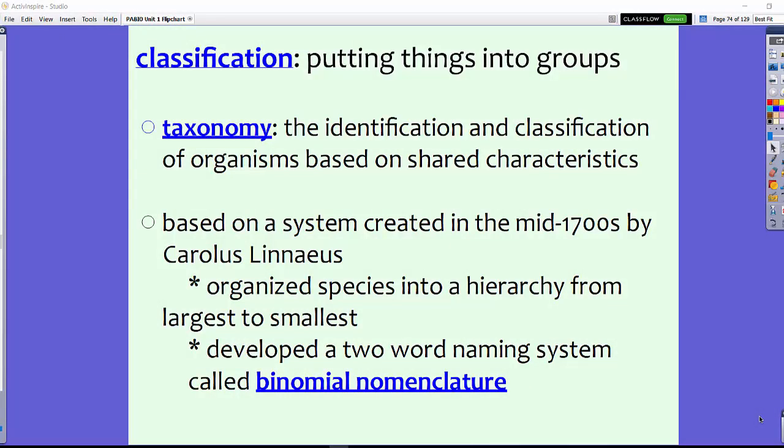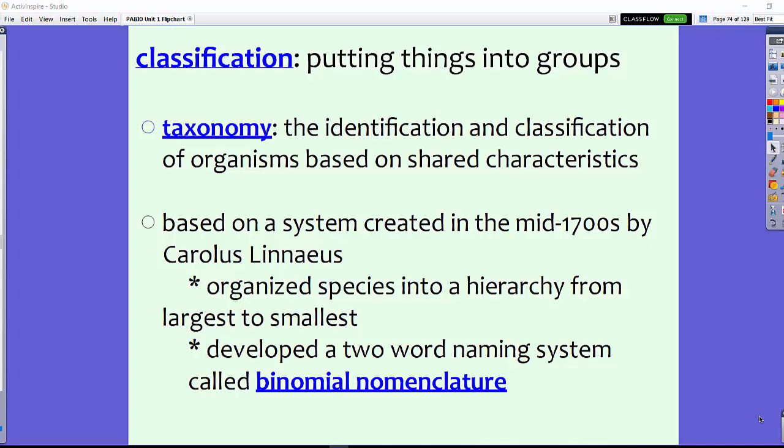Classification is where you just basically put things into groups. We do it every day. Sometimes classification could be where we classify our clothing. We put shoes in certain groups. We put pants in certain groups. Classification is really just making groups for different things.